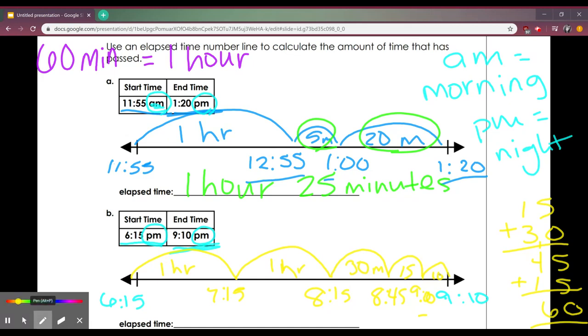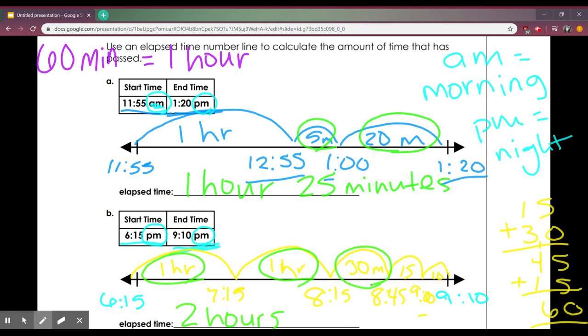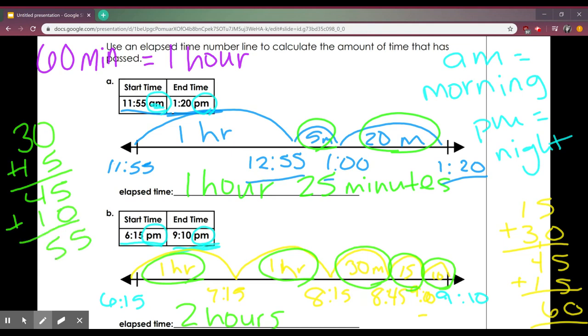So now, to figure out the amount of time that has elapsed, I will add my hours. 1 plus 1, that'll be 2 hours. Then I add my minutes. I have 30, 15, and 10. So I will do 30 plus 15, and I already added that up, so I know it's 45. Now I'll add 10 and get 55. So my time that has elapsed is 2 hours and 55 minutes.